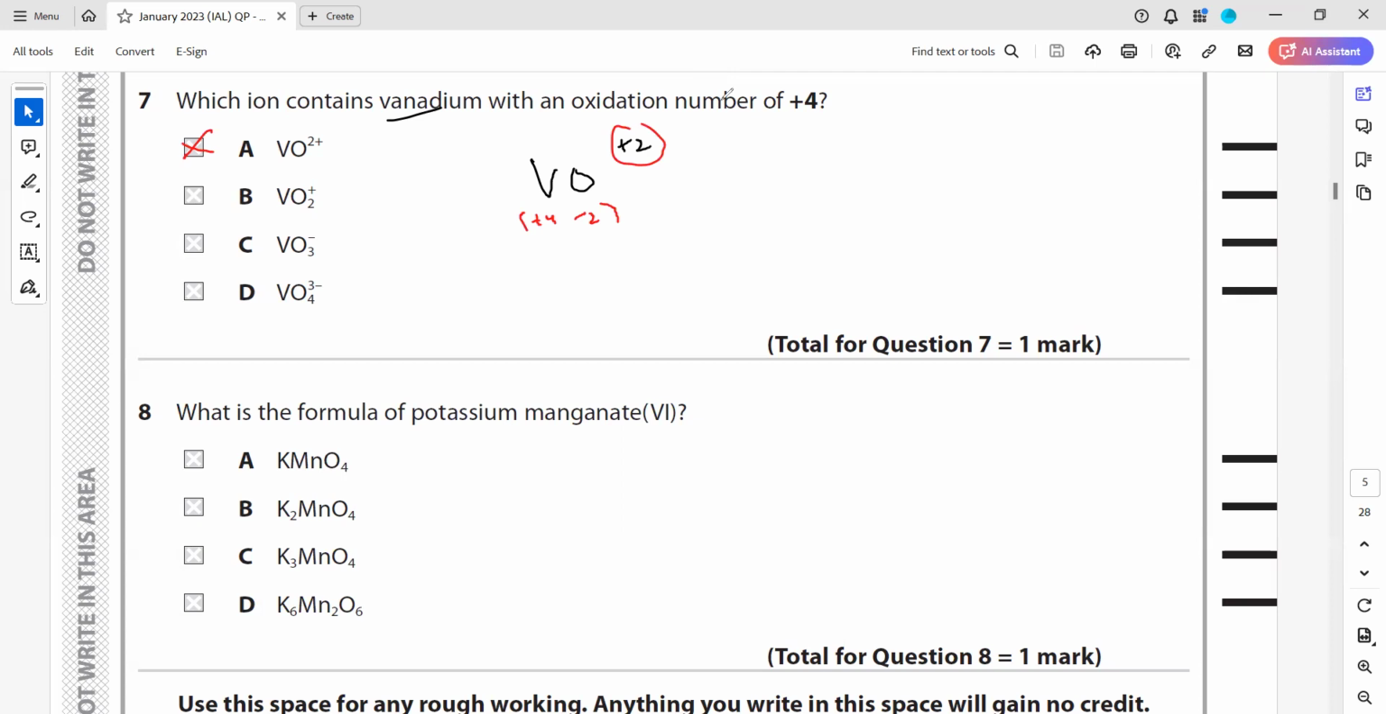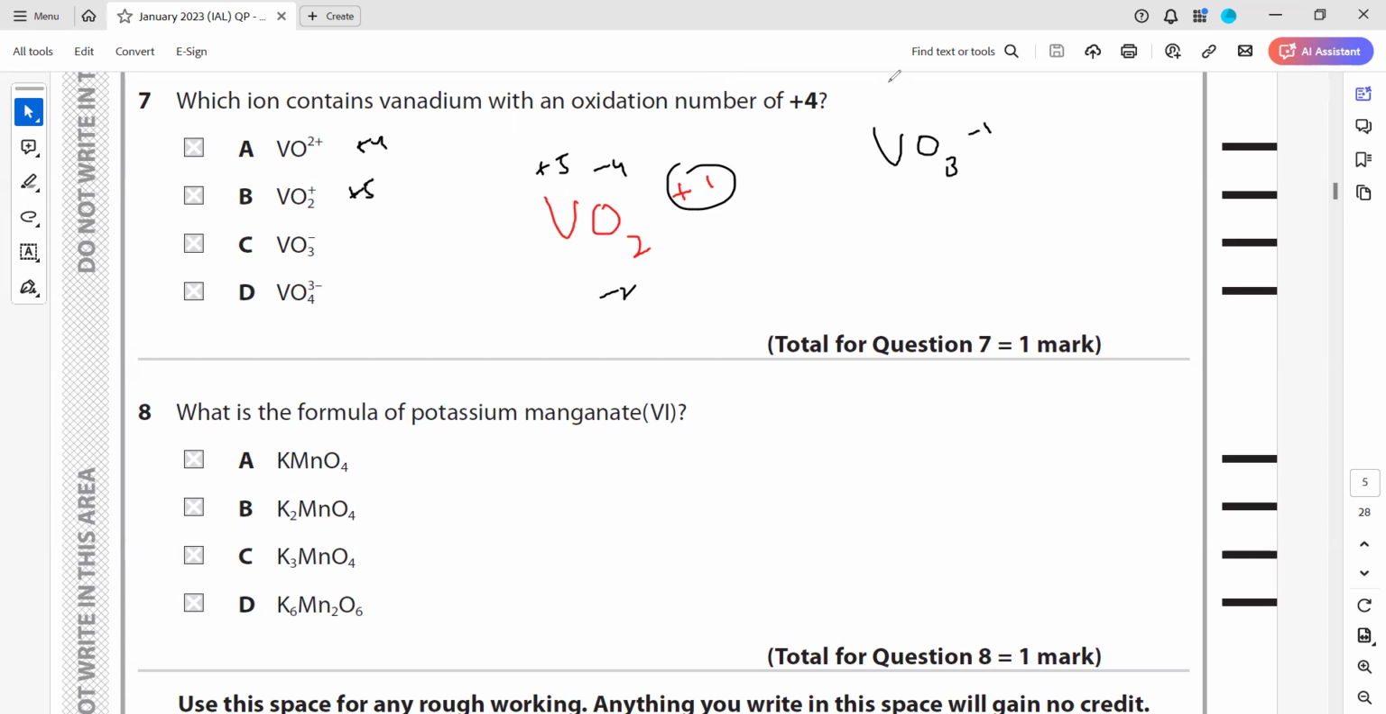When we check option B, it is written VO2 with plus 1. So each oxygen is minus 2, 2 oxygens will be minus 4. And because the net is plus 1, vanadium should be plus 5. So here vanadium is plus 5, and in A it is plus 4. What about the third option, VO3 with a charge of minus 1? Each oxygen is minus 2, 3 oxygens will be minus 6. So vanadium is plus 5 as well, because the net is minus 1.